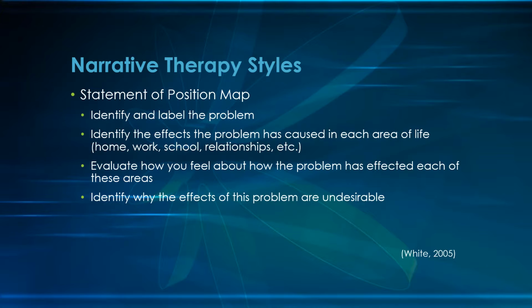Part 2 is to identify the effects the problem has caused in each area of life, like home, work, school, relationships, etc. Mapping of the effects or influence of the problem through the various areas of life in which complications are identified. Part 3 is to evaluate how you feel about the problem and how it's affected each of those areas in your life. So you're supposed to evaluate and ask yourself some questions.